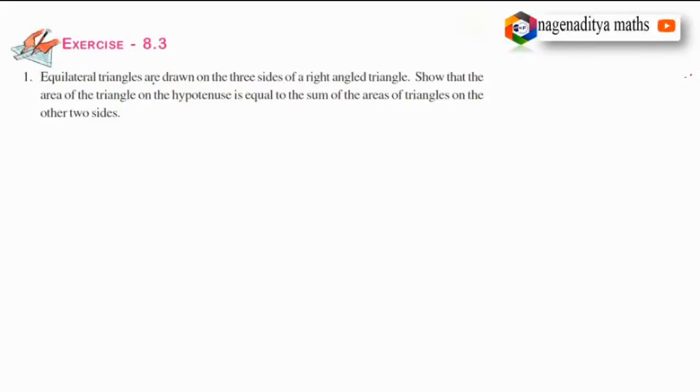Equilateral triangles are drawn on the three sides of a right-angled triangle. Show that the area of the triangle on the hypotenuse is equal to the sum of the areas of triangles on the other two sides.